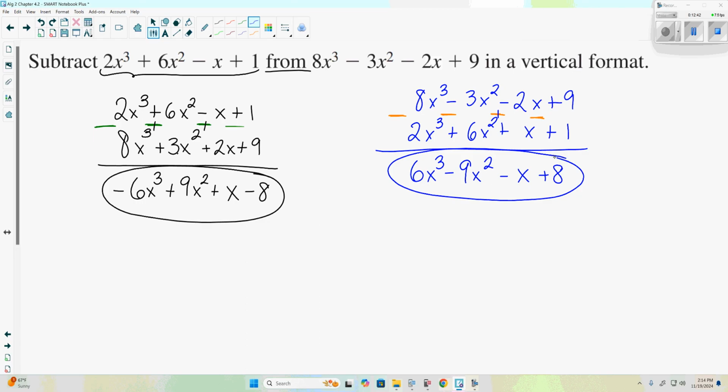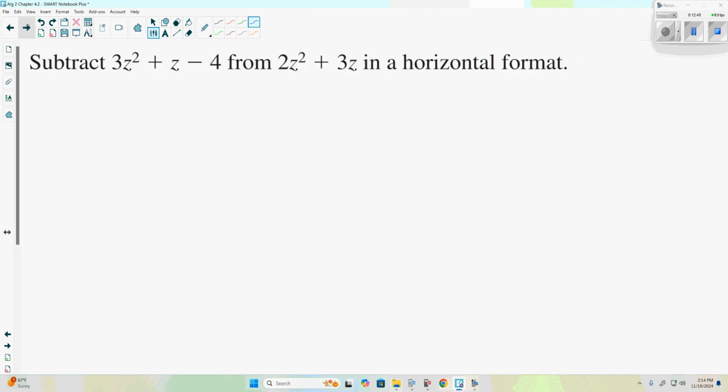Are you ready for the next one? Now, the one that we're used to, all right, we'll do it this way. I might reword this problem from now on. We're doing 2z squared plus 3z minus 3z squared plus z minus 4. So when we do it horizontally, we're doing it this way here. Now, we're used to seeing it this way, this horizontal form.